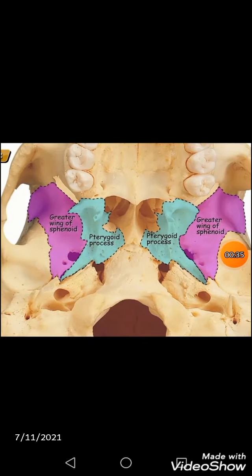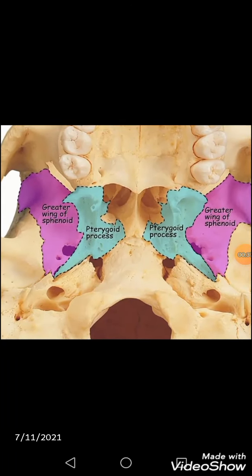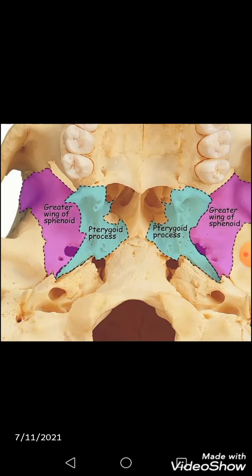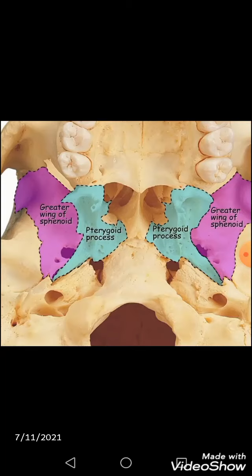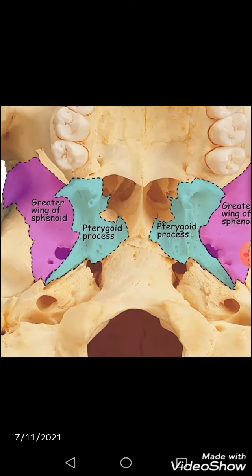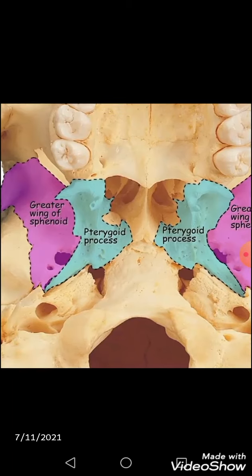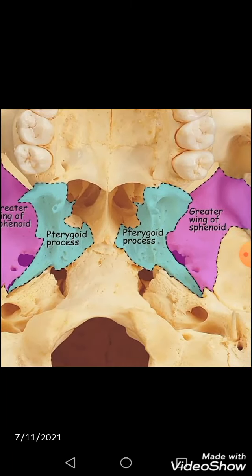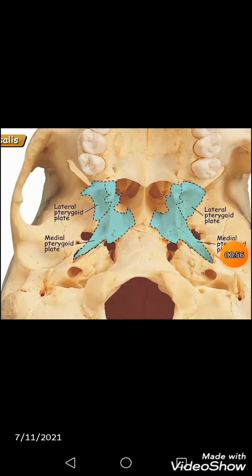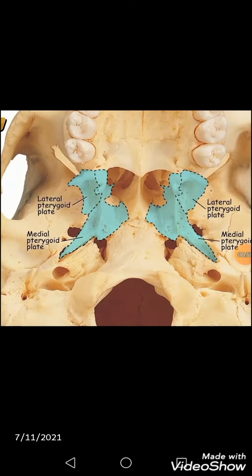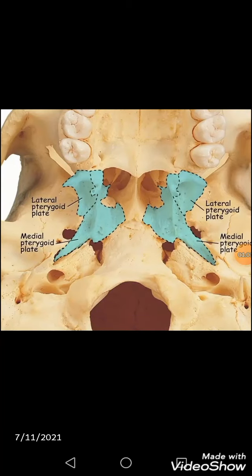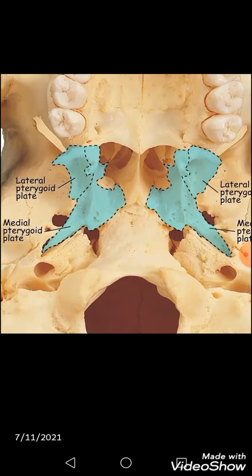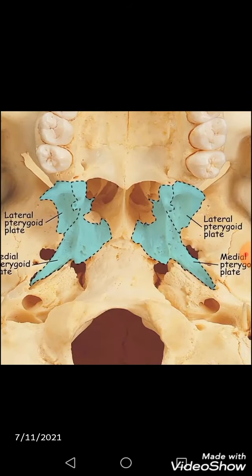Now see on the adjacent side of the vomer bone, and from the body of the sphenoid, there are two other processes called the pterygoid processes, marked with the green color, and on their lateral aspect you find the greater wing of the sphenoid, right? And let me make it clear that these pterygoid processes consist of two plates, the medial pterygoid plate placed medially and the lateral pterygoid plate, right?